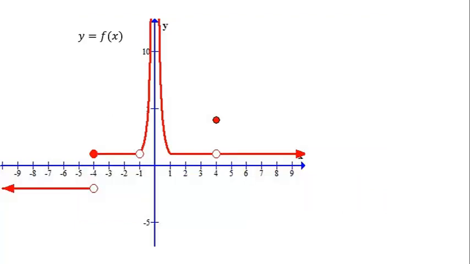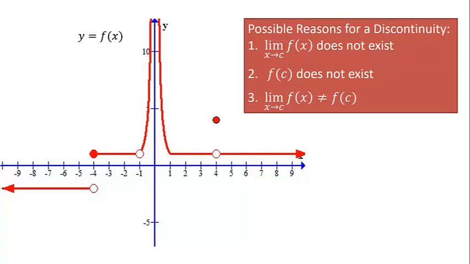Let's return to our example function from earlier. Previously, we found each of the discontinuities of this function intuitively, but now we can give a formal reason for why each is a discontinuity. Remember that we only have three possible reasons why each is a discontinuity. We must say that either the limit does not exist, the function does not exist, or the value of the limit does not equal the value of the function.